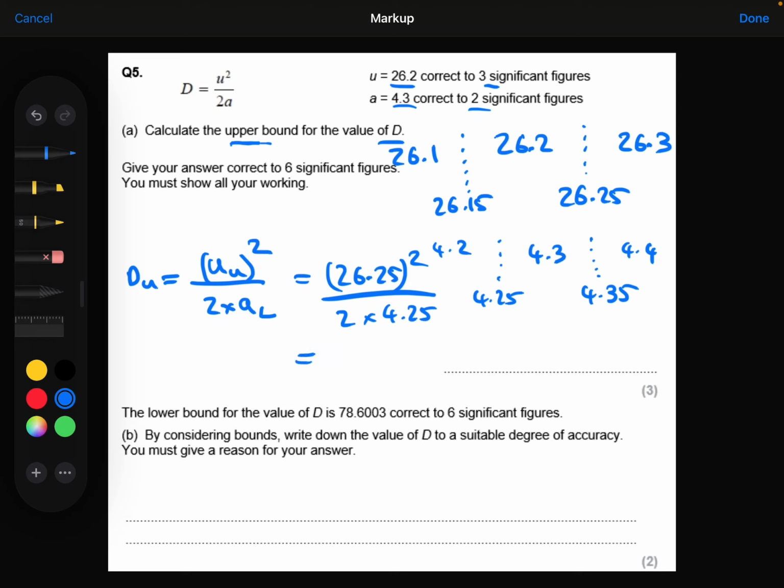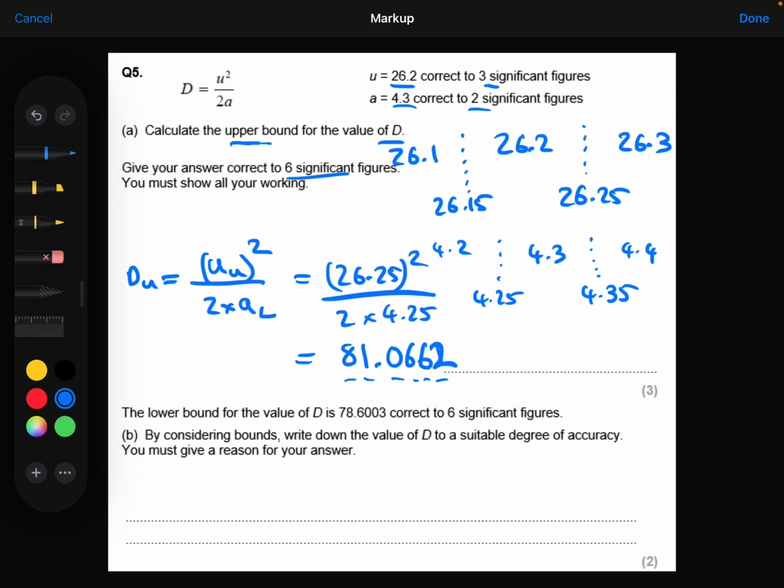Substituting that into your calculator and I get 81.0661. We're going to 6 significant figures here. So 1, 2, 3, 4, 5, 6. The number after the 1 is a 7, so I'm just going to round that up. And there we go, 81.0662. That's my upper bound.